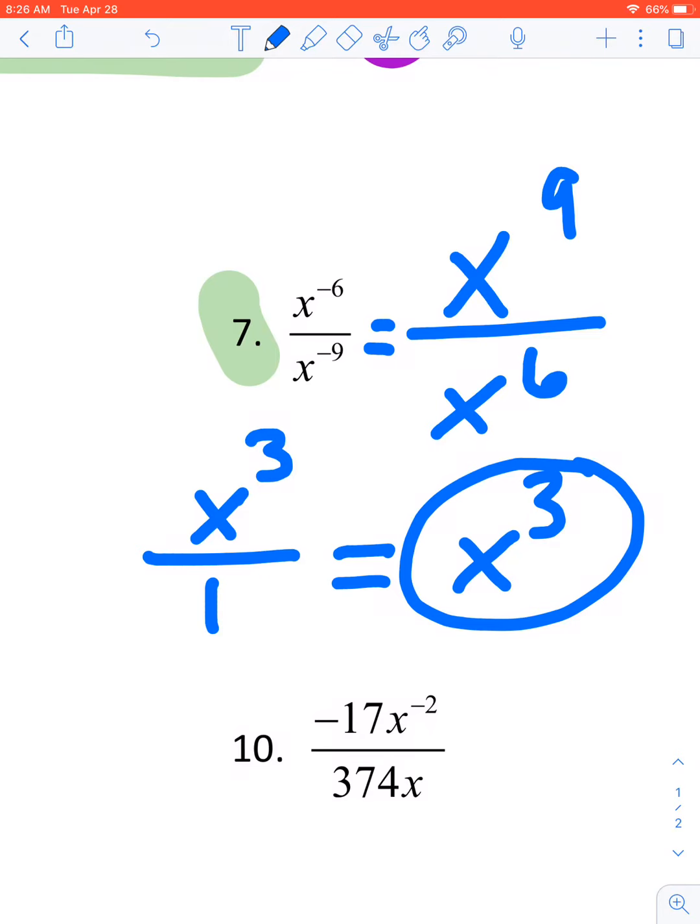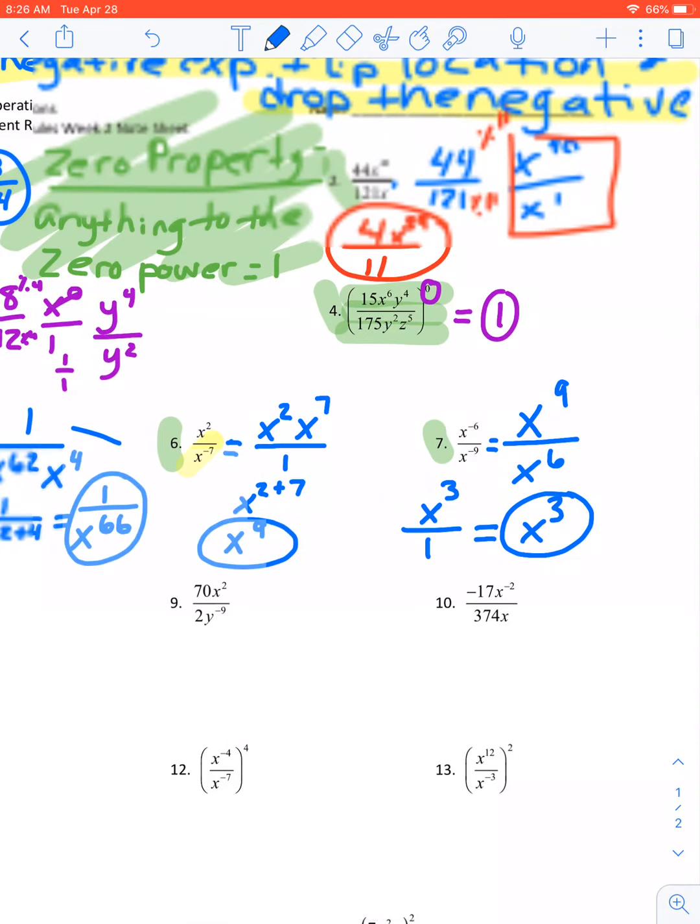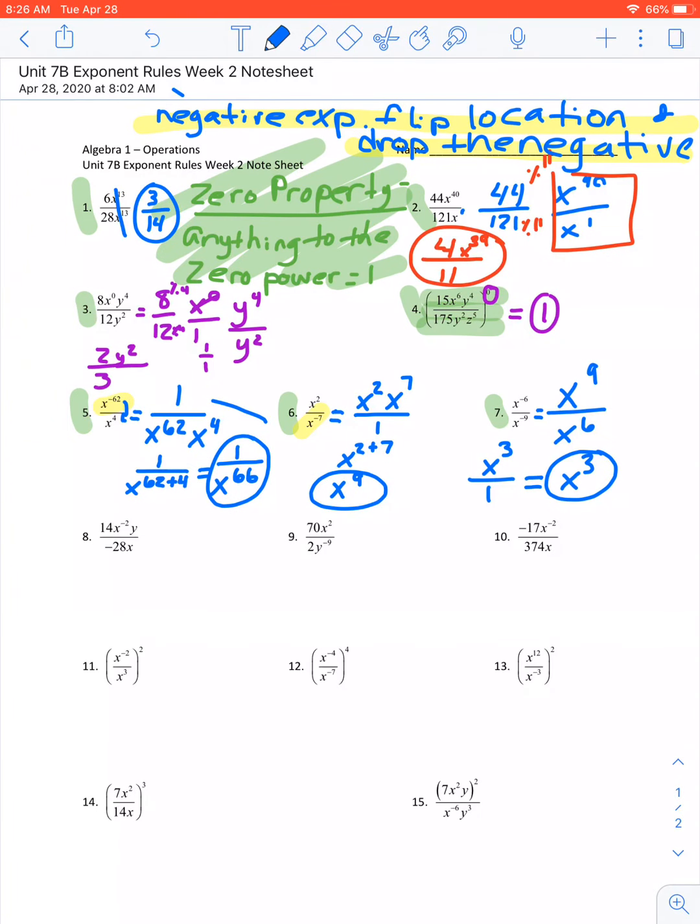Okay? So again, looking back at our note at the top, negative exponents just mean to flip the location and drop the negative. So that's what we did on problem 5. We moved the 62 to the bottom. It became positive. On number 6, we moved the 7 to the top. It became positive. And then on number 7, we moved the 6 to the denominator and the 9 to the numerator, and then we simplified from there. So hopefully this helped you with what to do with negative exponents, and hopefully you can now do 4, 5, and 6 on your homework.